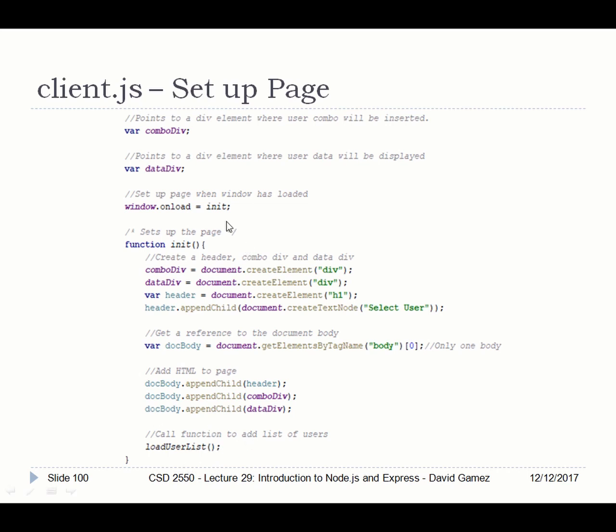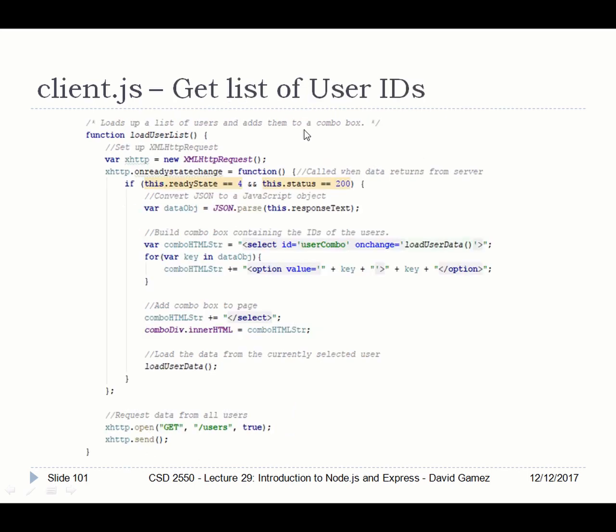Once I've put in the combo box and the data divs, I can then load in the list of the users by calling this load user list method. What load user list is doing is sending an XML HTTP request to the server, requesting all of the users. So you see here we've got the path. We're sending a GET request to the URL for all of the users. In this case, it's going to return all of the users back to the client-side JavaScript, and we're going to get this in JSON format.